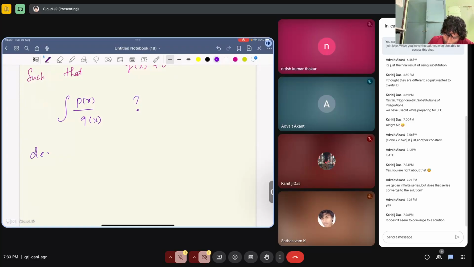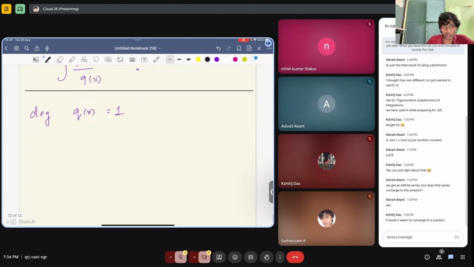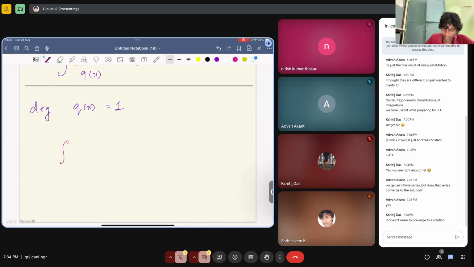Okay, so let's look at the case where the degree of q of x is equal to 1. Let's consider a problem directly. We go to the problem and see it. So let's say I have a problem like this: x square plus 3x plus 5 divided by x plus 1 dx. Now how do you integrate this problem?